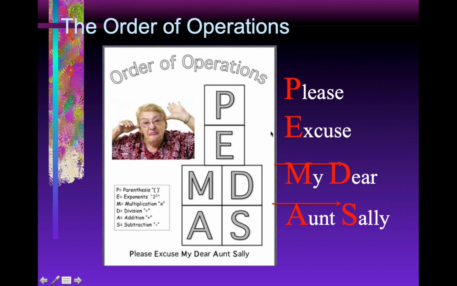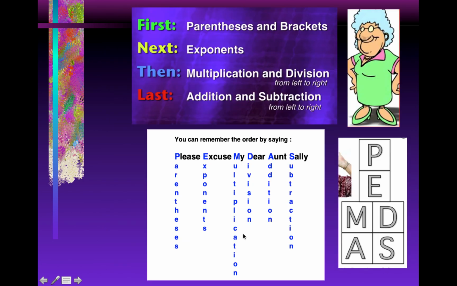Remember this sentence and it will help you remember the order of operations, okay? So just to summarize, here's my Aunt Sally. Here's the order you have to remember. Here's what that guy said on that video. Parentheses and brackets, exponents, multiplication, division, left to right, all that information just in that one sentence. Please excuse my dear Aunt Sally. Parentheses, exponents, multiplication, division, addition, subtraction.